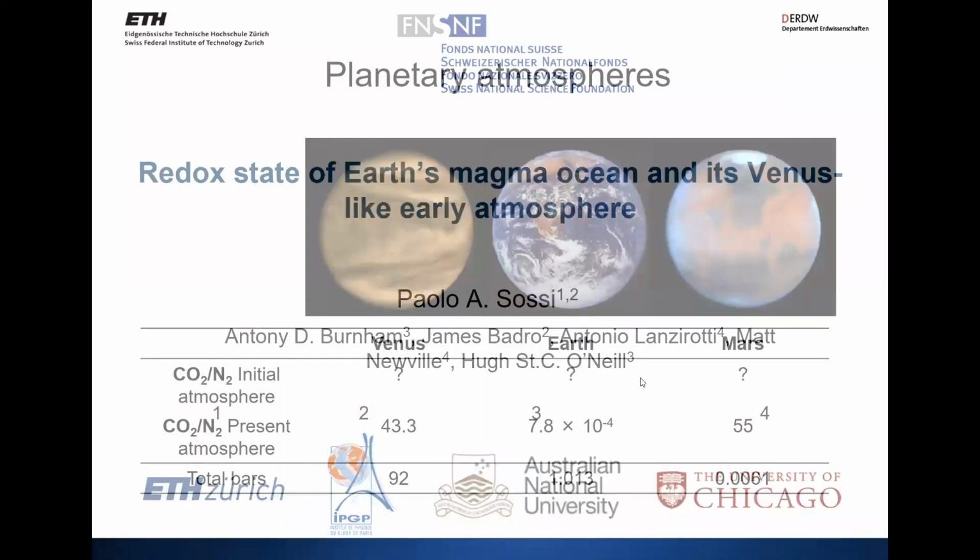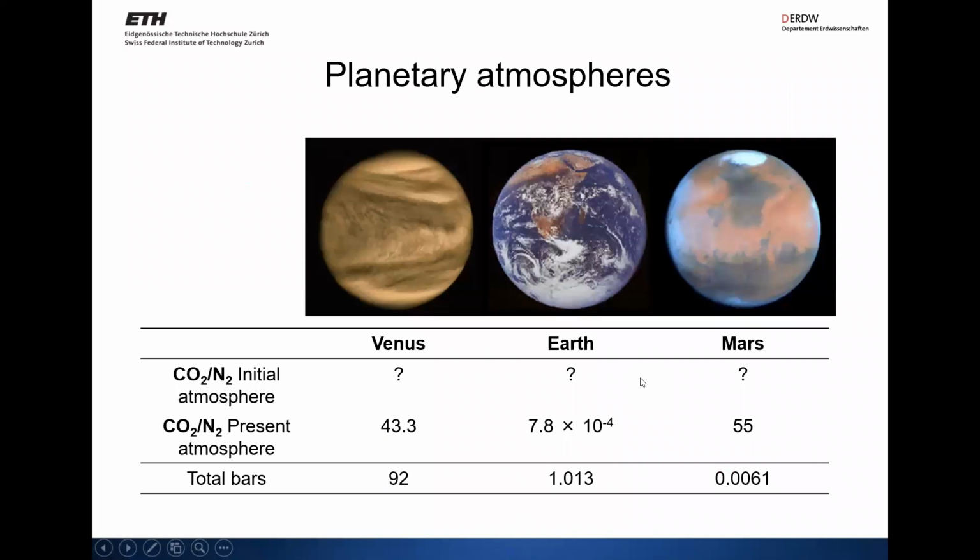So I'd like to start off with an observation which may be interesting: the compositions of the atmospheres of the planets that cosmochemically, or in their cosmolocation, bracket the Earth have very similar present-day CO2 to N2 ratios. So we see that Venus has about 43 and Mars about 55.